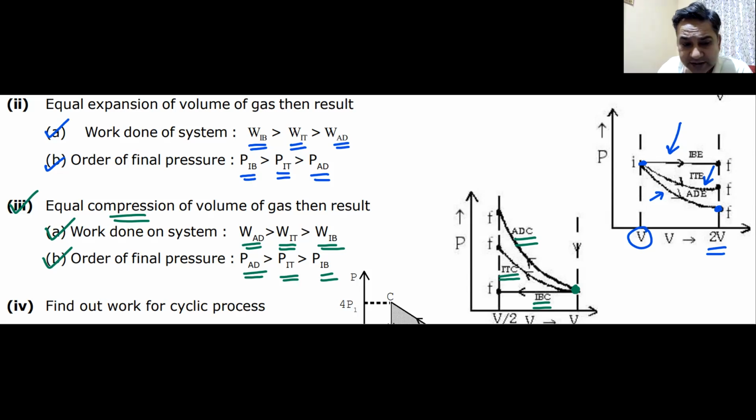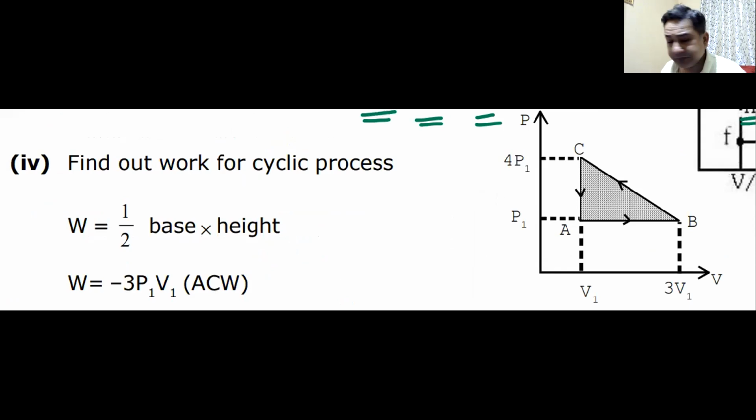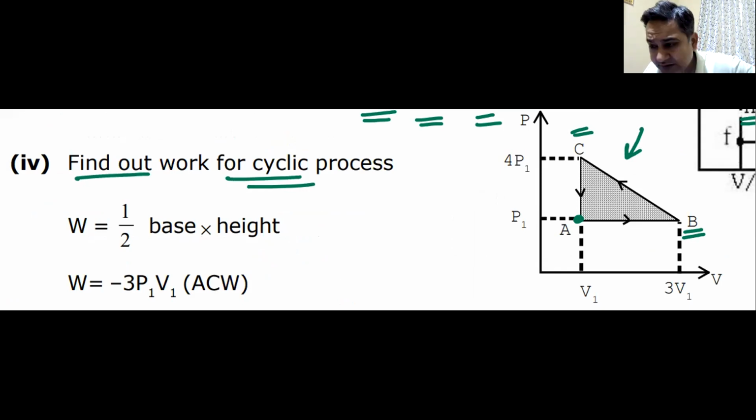Then comes the next thing, and these are the questions that come every time. They give you a cyclic process. The process starts from A, then goes to B, then to C. Pressure and volume are given, and they ask how much is the work done for this cyclic process. And I told you the work done in a cyclic process is the area in between the graph. Do we understand this?